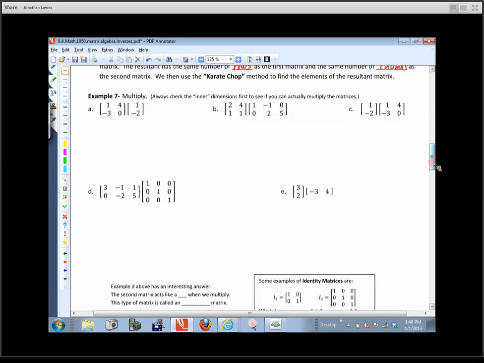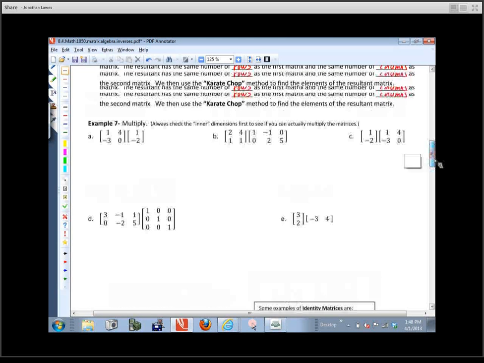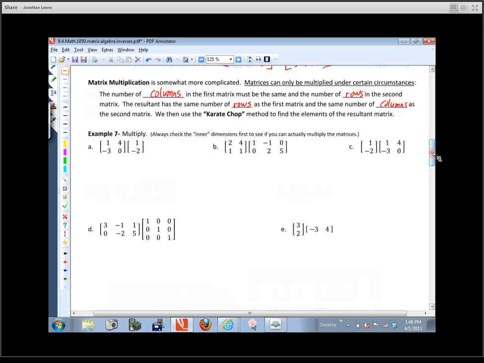Okay, so here's the idea. Again, the first thing we have to check is, do the dimensions make it so that we can multiply these together? This is a 2 by 2. This is a 2 by 1. Okay, we can multiply these together. Another way to describe the fact that the number of columns in the first matrix has to equal the number of rows in the second matrix is this. The inner dimensions, these guys right here, have to be the same. Are they the same? Yes, they are.